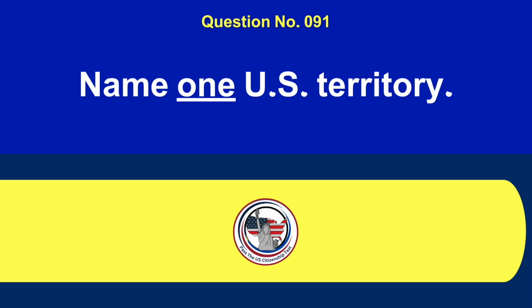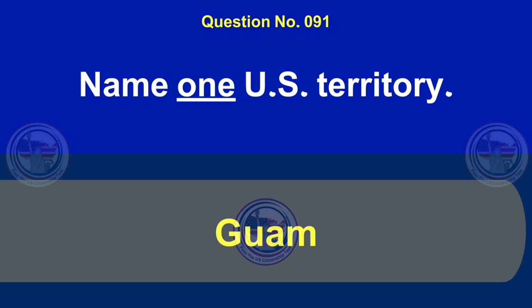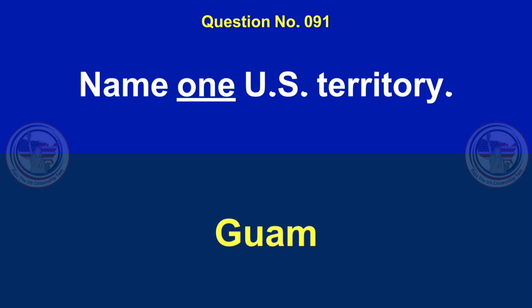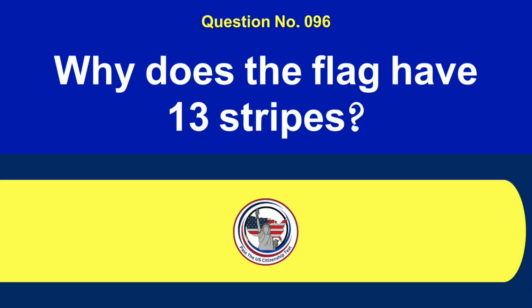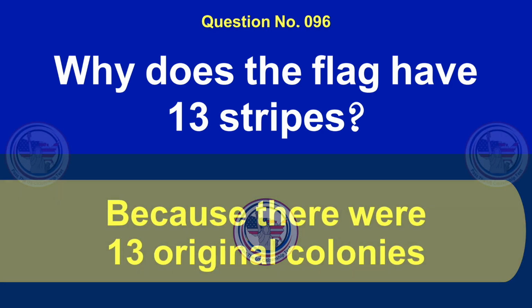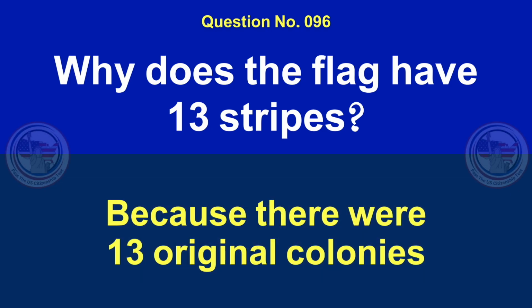Name one U.S. territory. Guam. Why does the flag have 13 stripes? Because there were 13 original colonies.